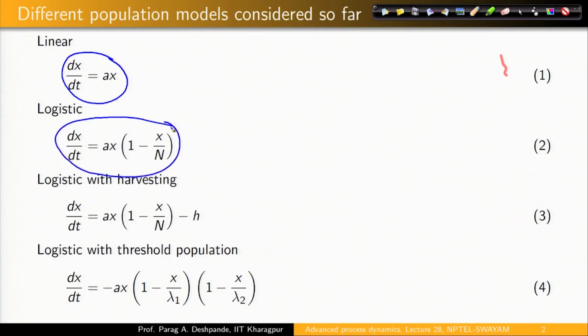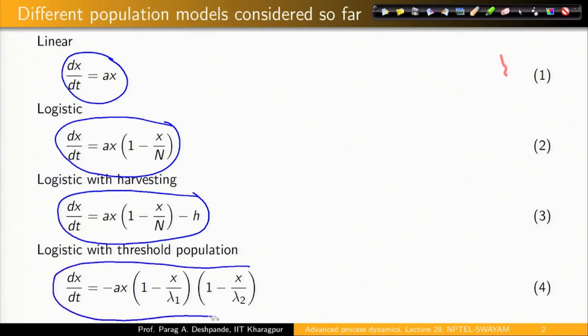Then to account for harvesting, we introduced another parameter h to give logistic growth with harvesting, and finally, for certain species where a threshold population is required for the species to thrive, we had the logistic model with threshold population. Now, if we consider any of these cases, then what we see is that all of these are continuous models. So, these are the models in the continuous domain.